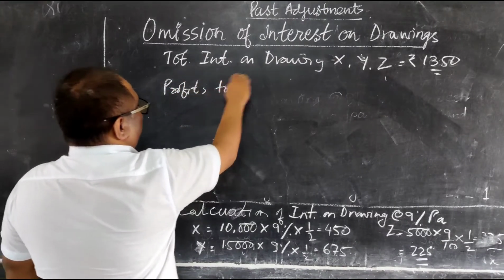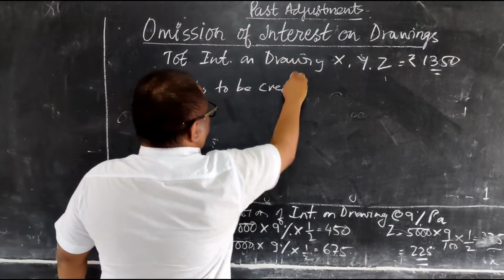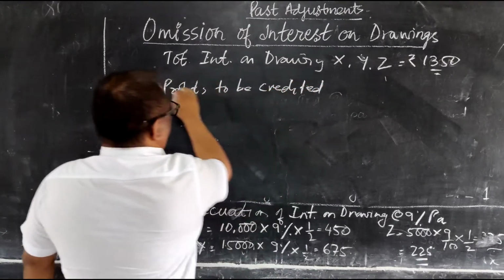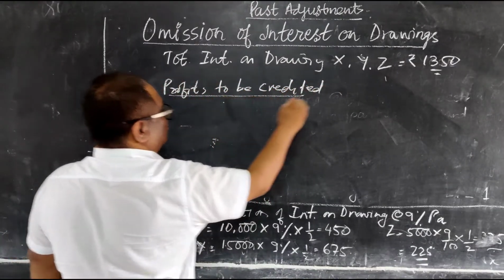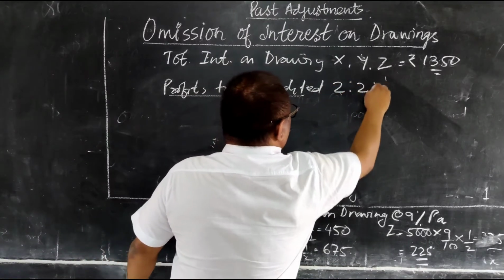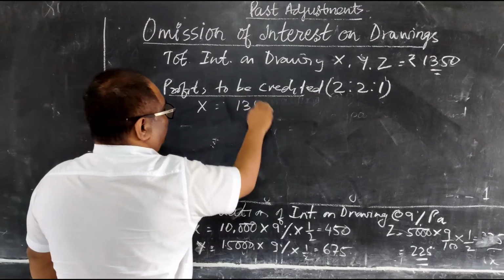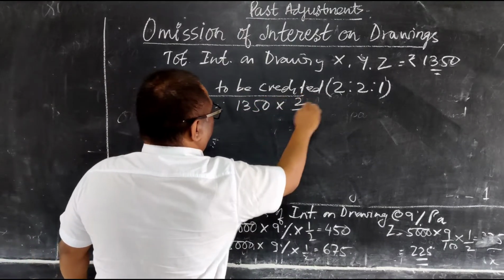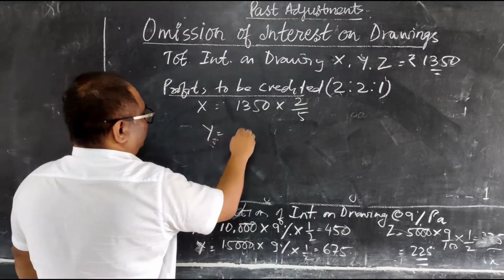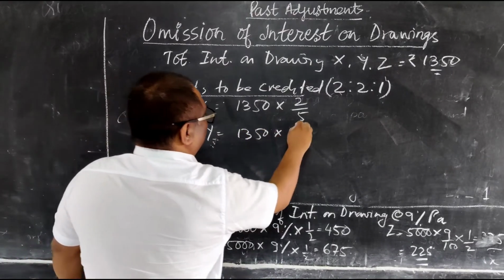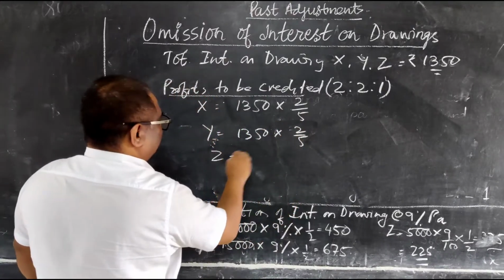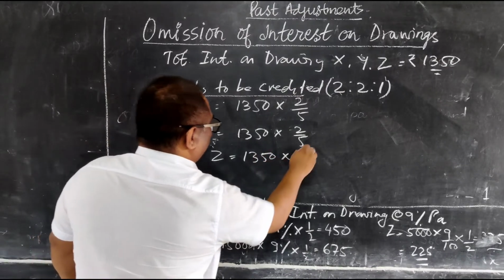Profits to be credited to the partners in the ratio 2:1. So X gets 1350 into 2/5, Y gets 1350 into 2/5, and Z gets 1350 into 1/5.